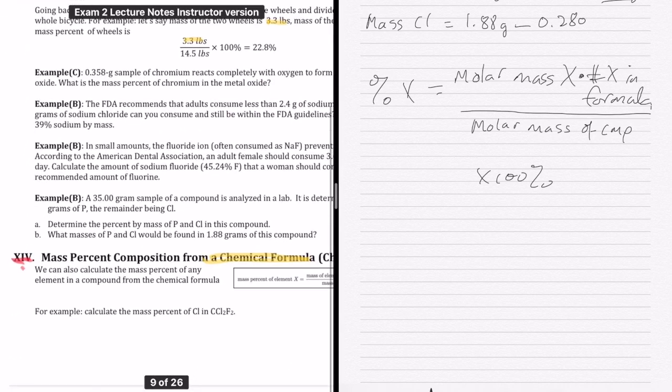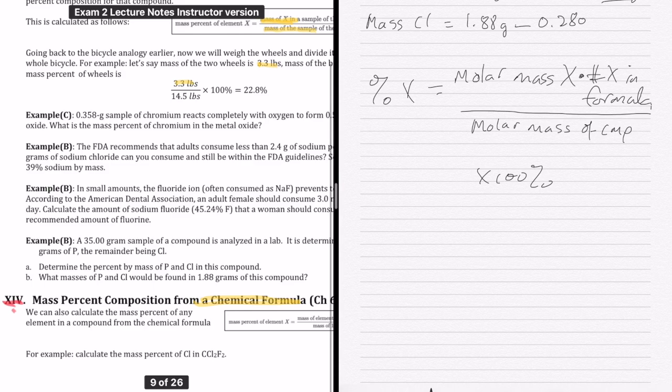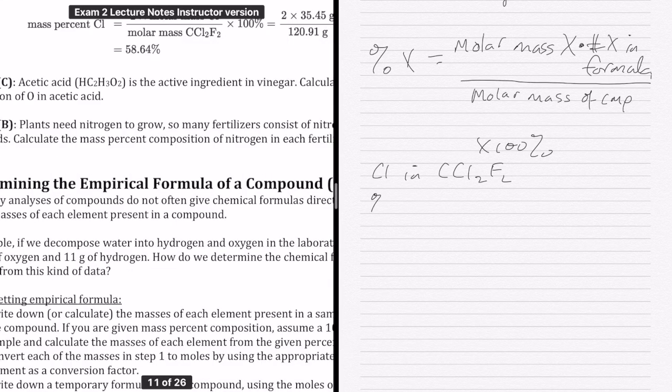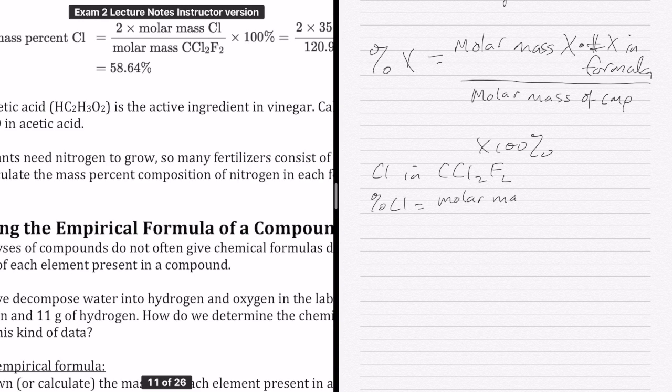At the bottom here you see the example question. It says calculate the mass percent of Cl in CCl2F2. Percent chlorine is going to be the molar mass of chlorine times how many chlorines you have in the formula. Well, there's 2 of them, so it's 2. Now it's really 2 moles here, but we're just going to use 2 right now, divided by the molar mass of the compound times 100%.